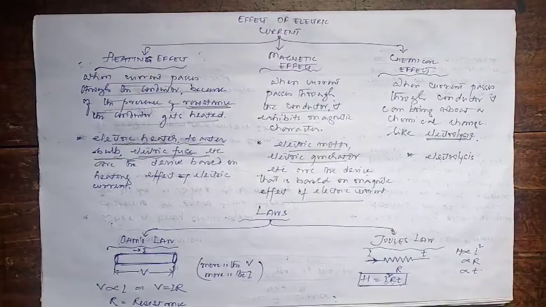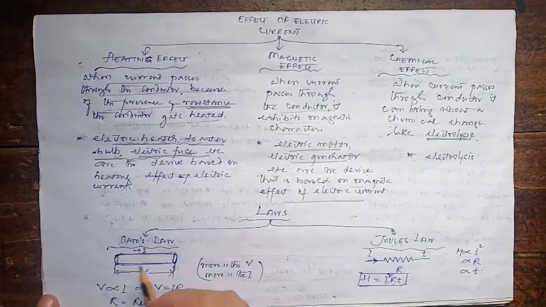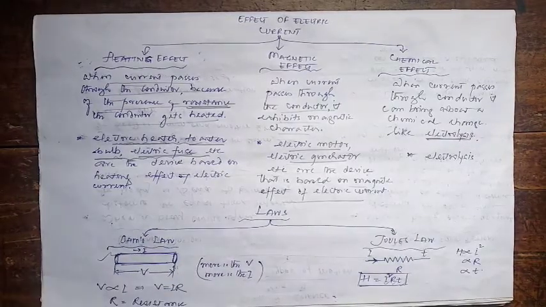let's move on and discuss the laws in electricity. We have two important laws in electricity. The first one is Ohm's law and the second one is Joule's law. Students, Ohm's law tells us about the relation between V and I, that is, the potential difference and the current.